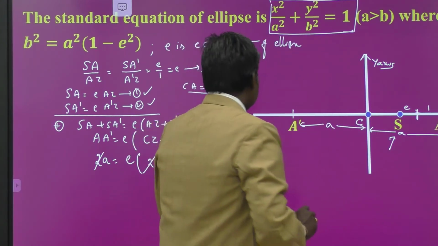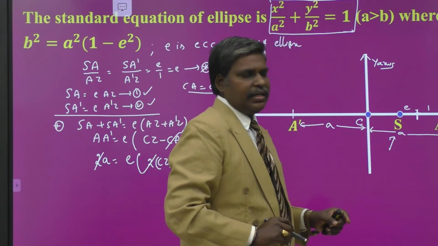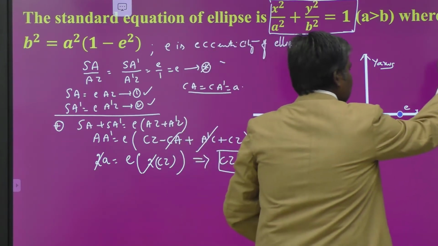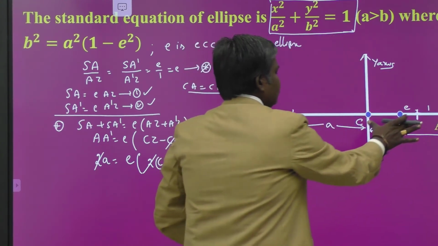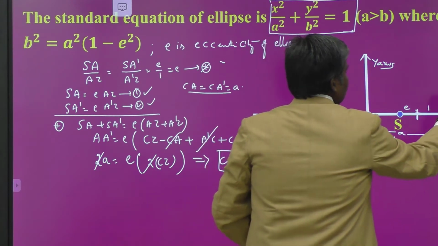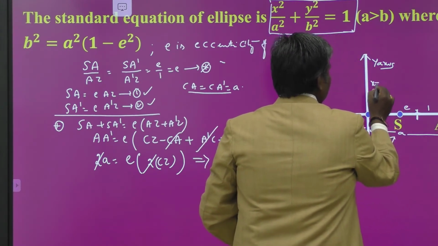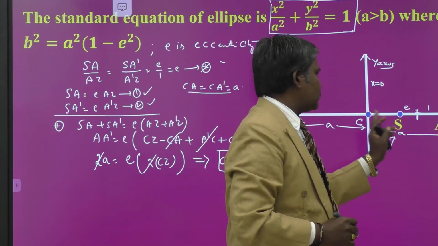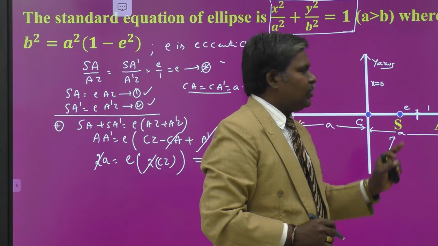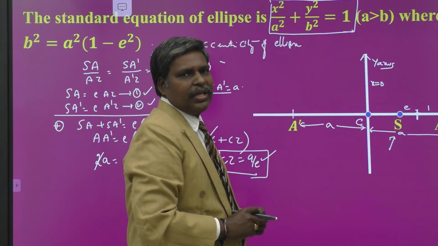See here, the distance from C to Z is A by E. This is the directrix parallel to the y-axis. So it is at a distance A by E units. So clearly the equation is x equal to A by E. Because its equation is x equal to 0. L is right side to the x-axis and it is at a distance A by E units. Therefore, the equation of directrix is taken as x equal to A by E.